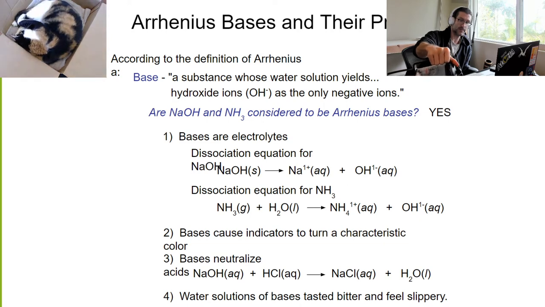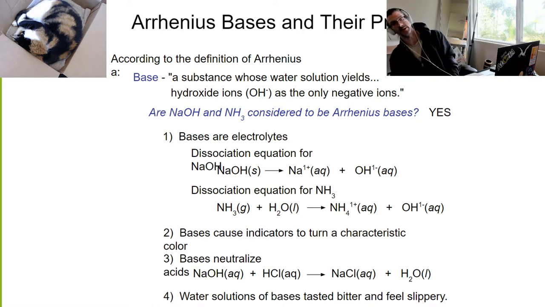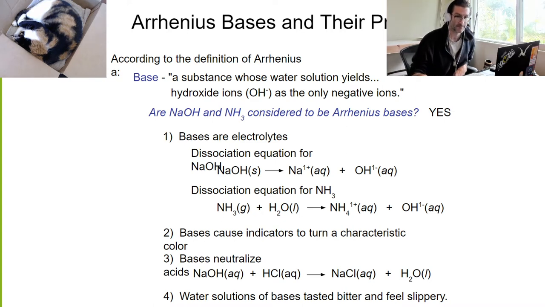There are all kinds of things in nature that taste bitter, right? There are drugs and things like that. Things like caffeine taste bitter. And that's because those compounds will accept a proton. They are basic. They will accept a proton, or they will yield hydroxide ions as the only negative anion.